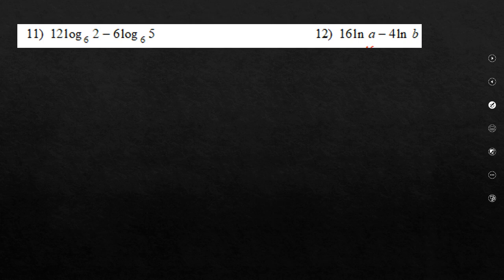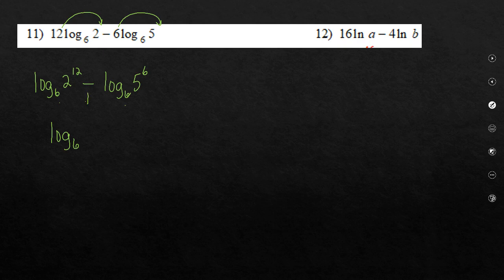Example 11: 12 multiplied by log base 6 of 2 minus 6 multiplied by log base 6 of 5. Power property, take care of that guy. So the first term becomes log base 6 of 2 to the 12th minus the second term becomes log base 6 of 5 to the 6th power. Same base, therefore I can condense. In this case I've got subtraction. Subtraction turns into division. The first log's argument becomes the numerator, the second log's argument becomes the denominator. So it's log base 6 of 2 to the 12th divided by 5 to the 6th.